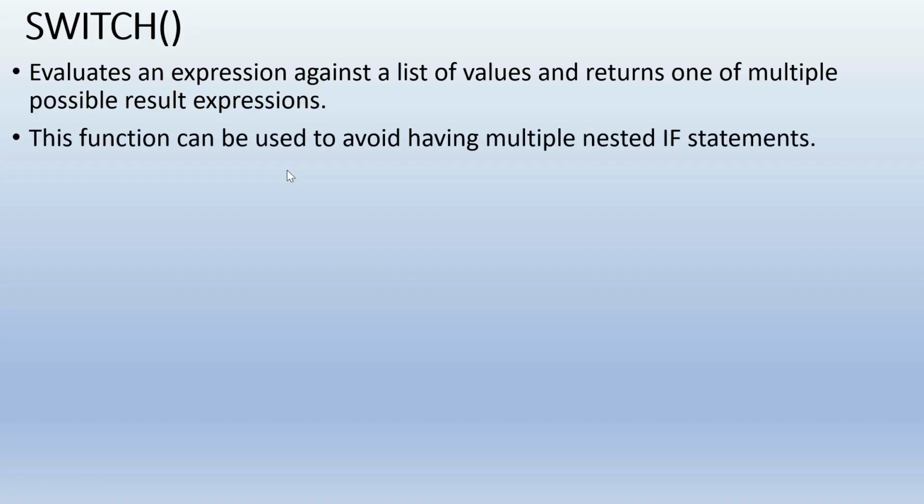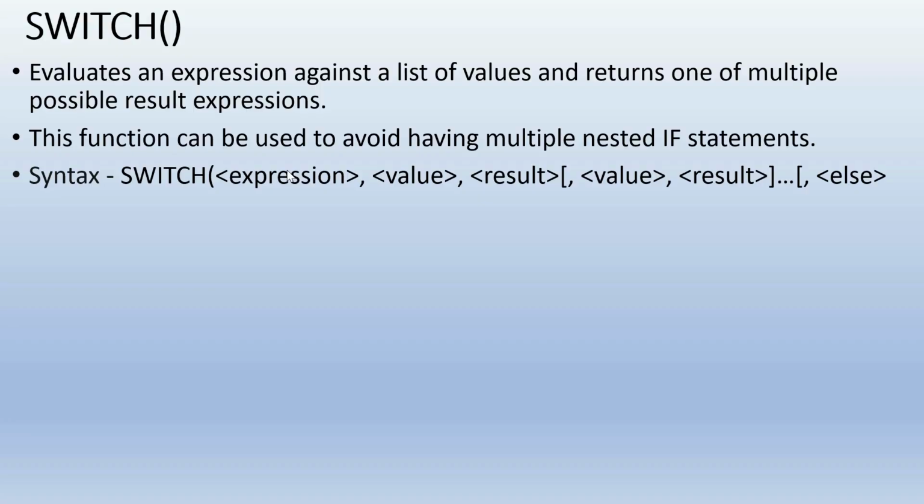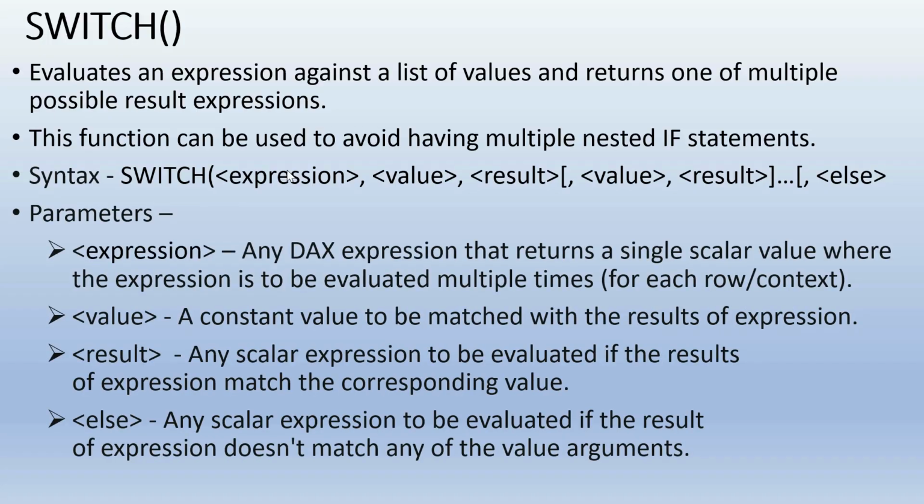So this function is basically used to avoid having multiple nested if statements. The syntax is: inside the switch function we specify the expression, then a value, and then the result. If we have another value, then that particular value and its result, and once we have listed all the values and their results, we specify the else condition. If we don't have any of the listed values, we will specify the else value. So these are all the parameters that I have told you.